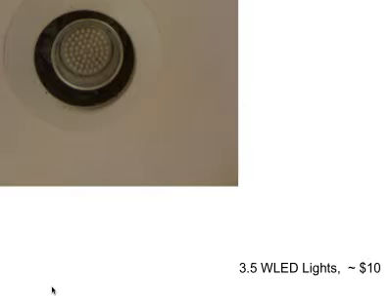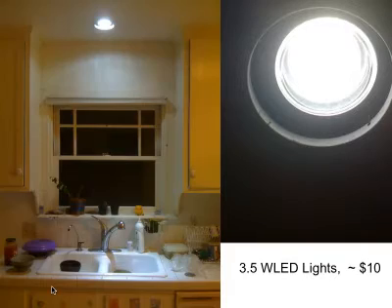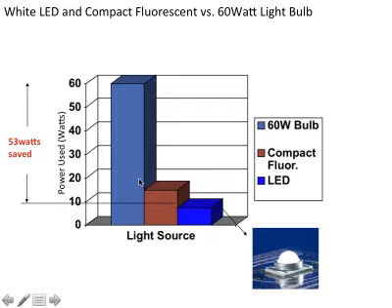This is the white LED light that I have in my kitchen. When it's on, it provides adequate light for the kitchen and uses much less electrical energy than the corresponding incandescent light does. It costs $10. So if we were to replace our incandescent light bulb with an LED light bulb, we would be using 53 watts less whenever it was on. This would save us money, and it would also reduce our carbon footprint.